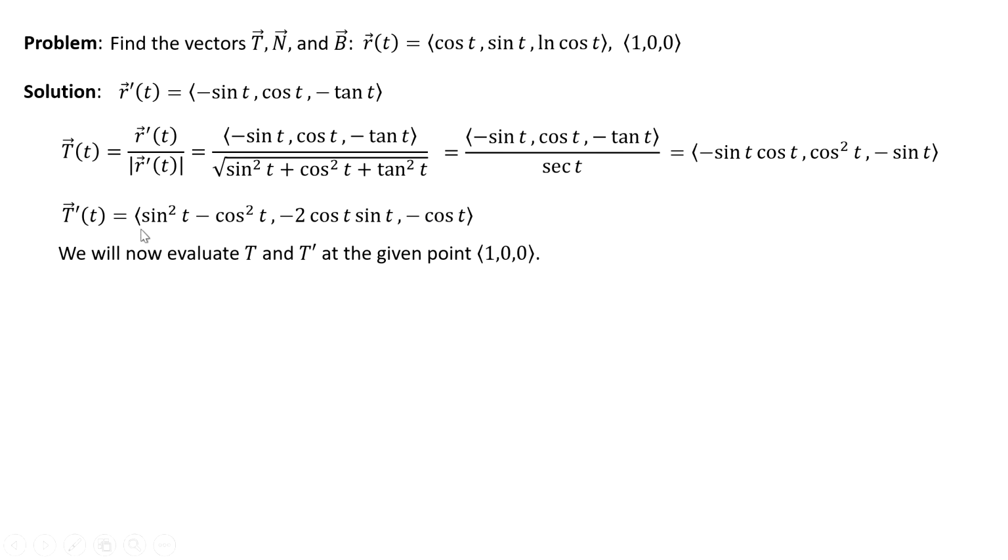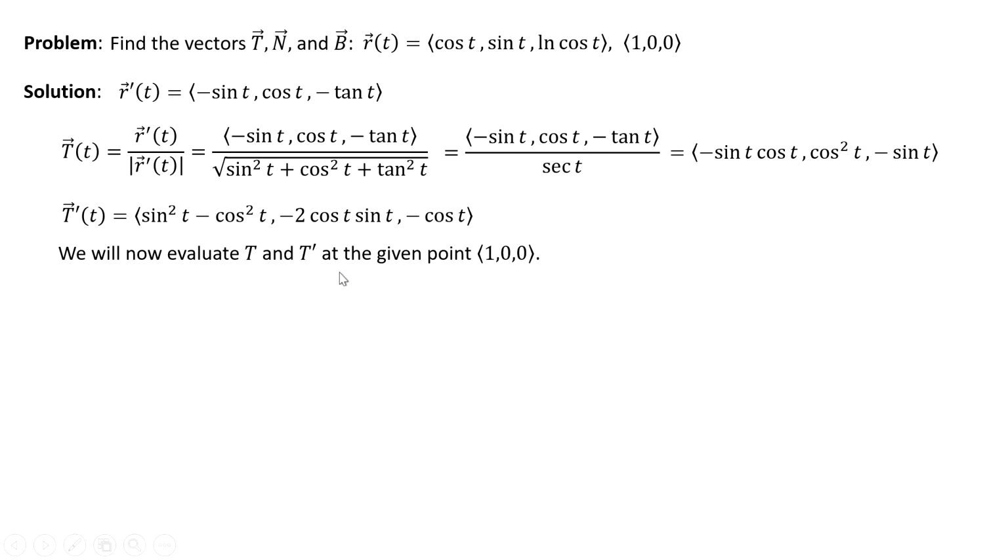Okay, and now we have T prime of t. Again, we take the derivative of these things. Negative sine t times the derivative of cosine t, first function times the derivative of the second function, becomes negative sine t times negative sine t, which is sine squared t, and so on. Okay, I simply differentiated this, folks.